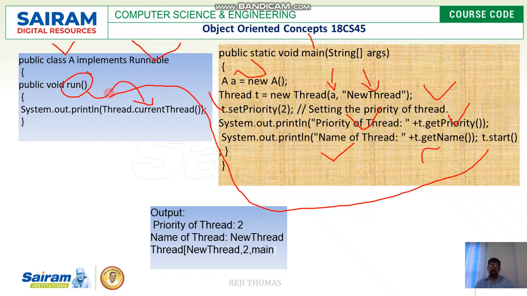Now let us see what output this is going to give. So where is the entry point? The entry point is from the main method. Inside the main method, I've called the thread constructor with "new thread" as the parameter. I've set its priority as 2. Next I'm going to check whether what I've set is right. So we have the priority of the thread. What is the priority I set? Which is 2. So I'll be getting it as 2.